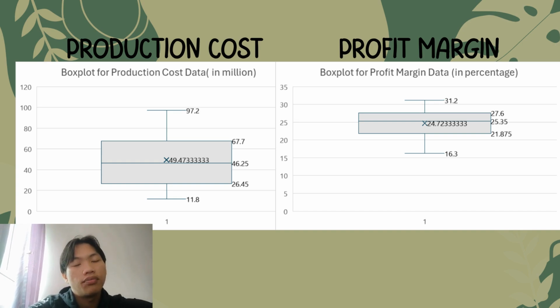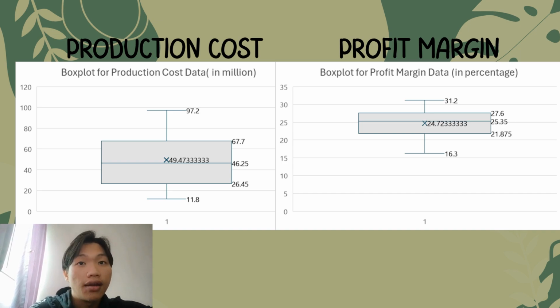For the comparison between these two indicators, production costs are highly variable with a wide range and interquartile range, while the profit margins are stable and tightly clustered. The variability in production costs indicates that some companies face higher operational expenses, possibly due to large projects or inefficiency.